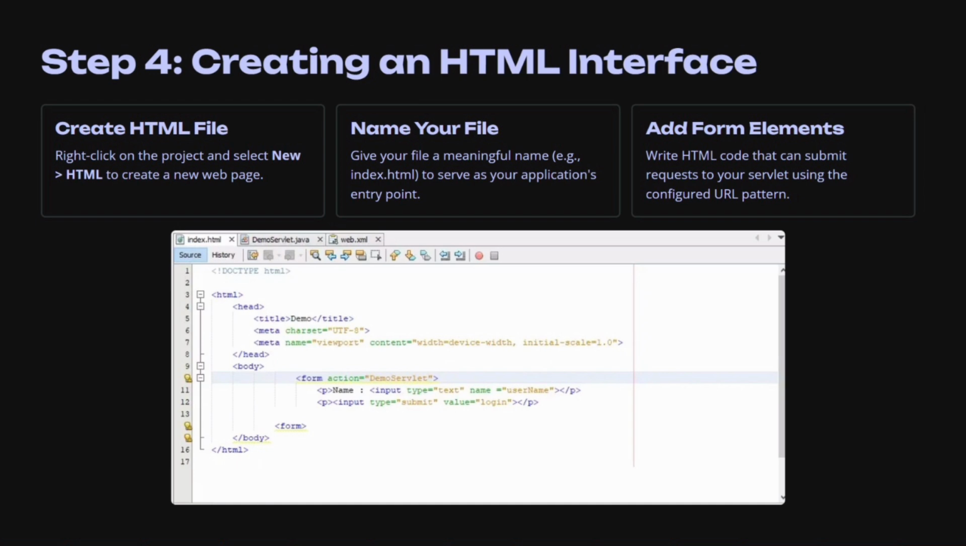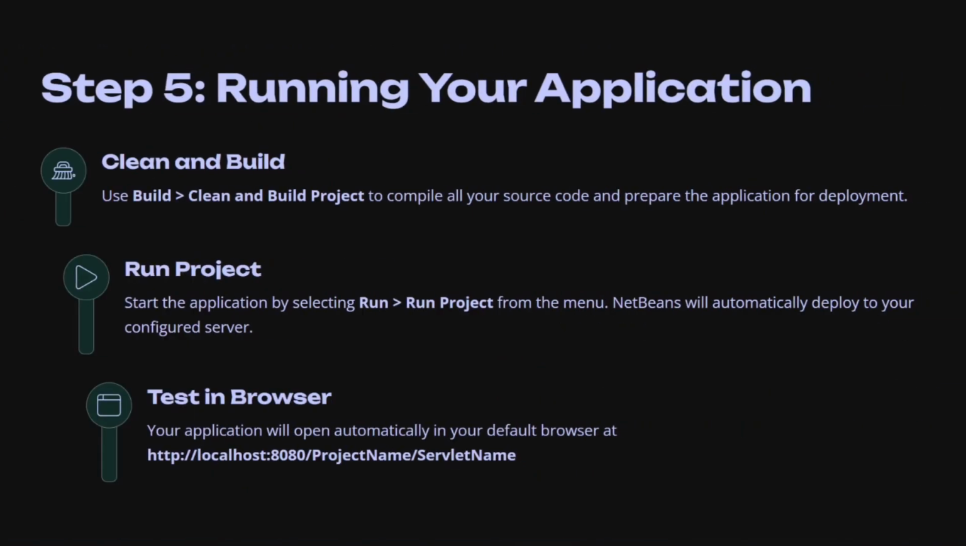And after that, we come to our final step, that is running our application. So the first thing you need to do is select Clean and Build project to compile all the source code and prepare the application for deployment. Next, you can run the project by selecting Run Project from the menu, and NetBeans will automatically deploy to your configured server. And finally, you can test in browser. Your application will open automatically in your default browser at localhost. And if you're done with that, congratulations, you just created your first web application using servlets in NetBeans.